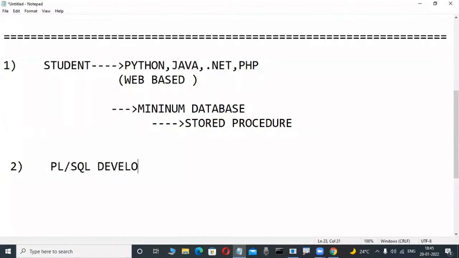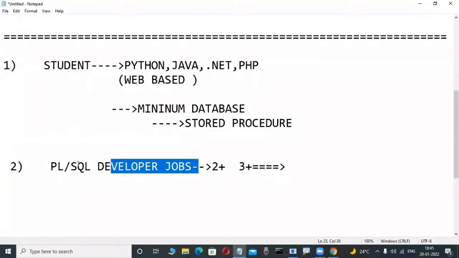PLSQL developer jobs are there, even without knowledge of Java, .NET, or front end, and maybe for non-technical persons without very good programming skills. So PLSQL developer jobs are there. Maybe there is a gap of two plus or three plus years. Those persons are in our course, learning only for PLSQL developer purposes. So many fellows are learning this course from me.